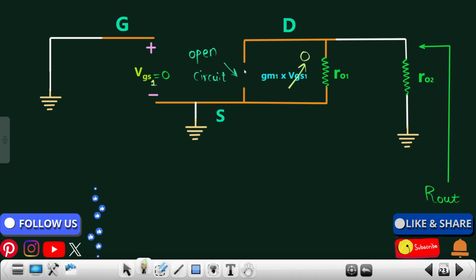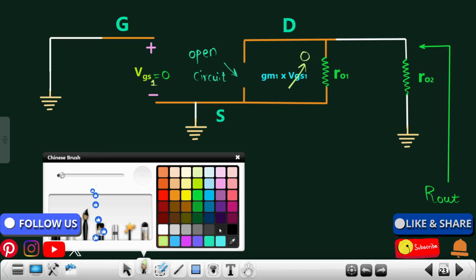My drain current ID, which was flowing from drain to source, becomes straight away 0. And if my drain current ID is 0, what does that imply? It implies that there is an open circuit over here, right? And it's like RO1 in parallel with RO2 in parallel with the infinite impedance. So this offers infinite impedance, right?